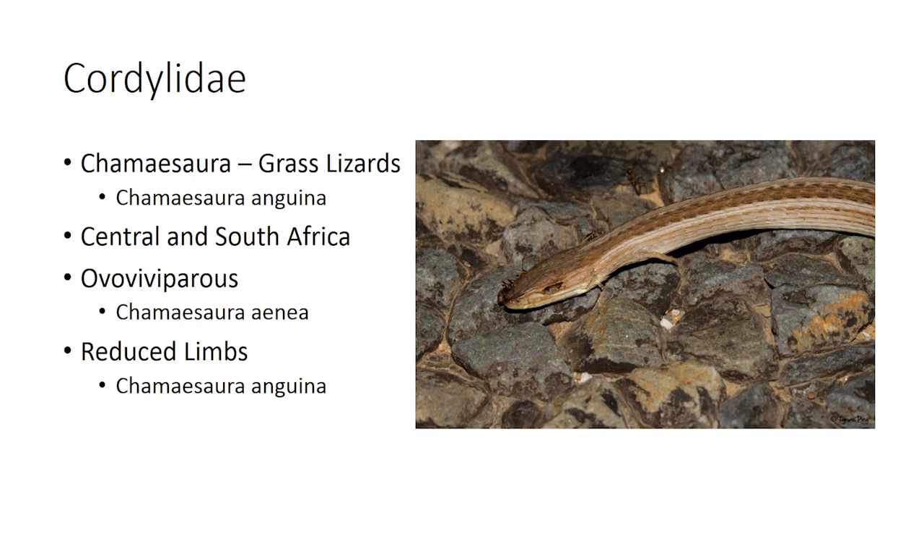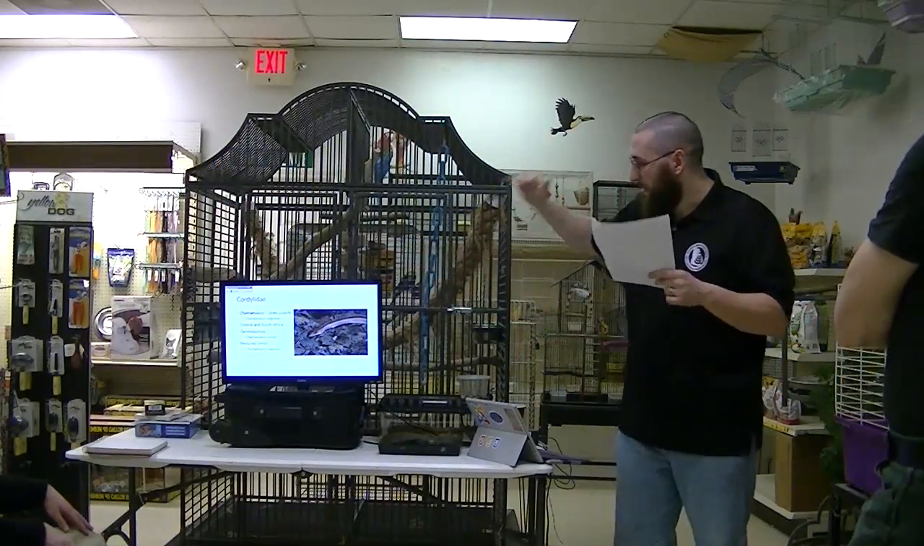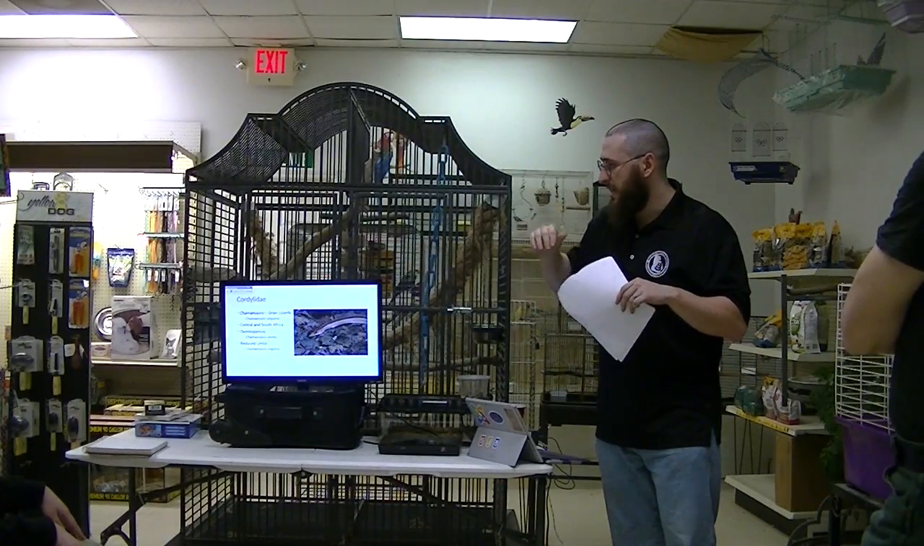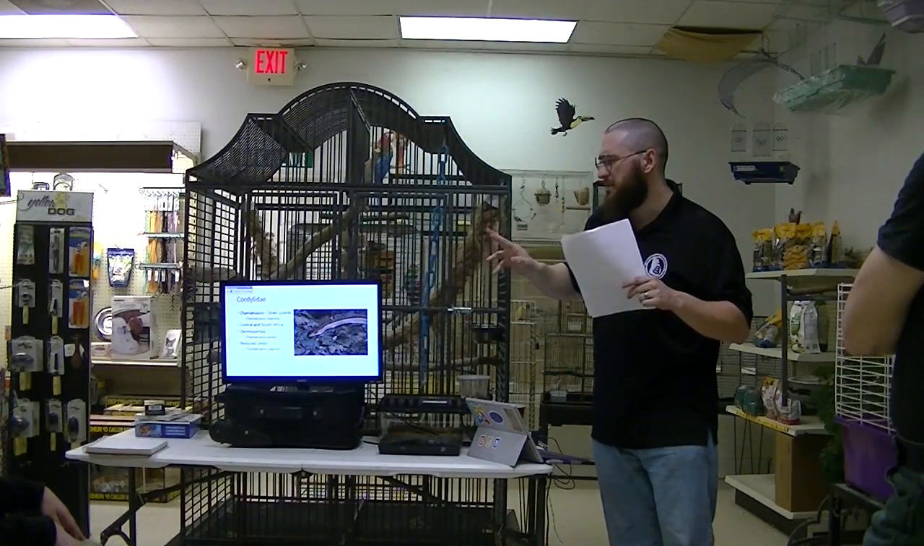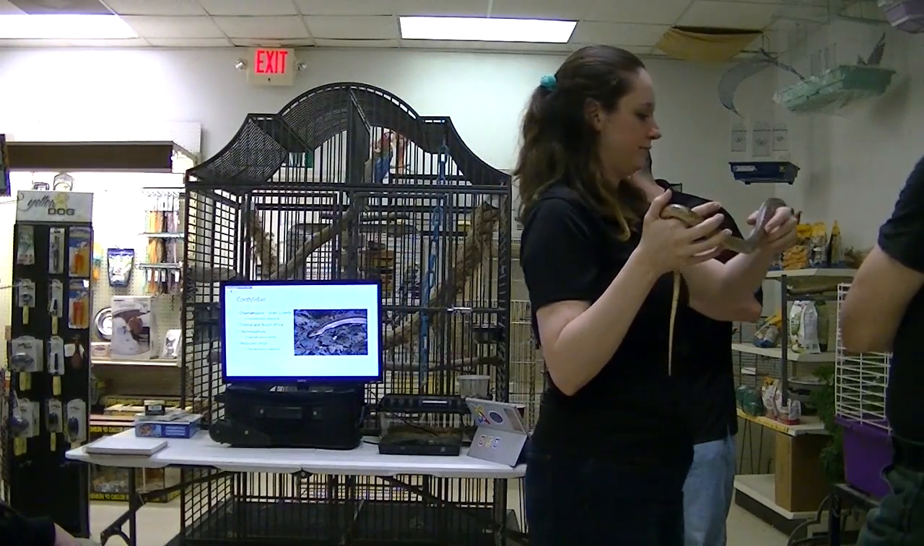This is the Cape grass lizard, and grass lizards and glass lizards. It's kind of interesting here. So, right, these are all Central African legless lizards. This Cordylidae has a lot of different species in it. I want to say maybe like 7 or 8, maybe a little more. But these are two good examples of those.